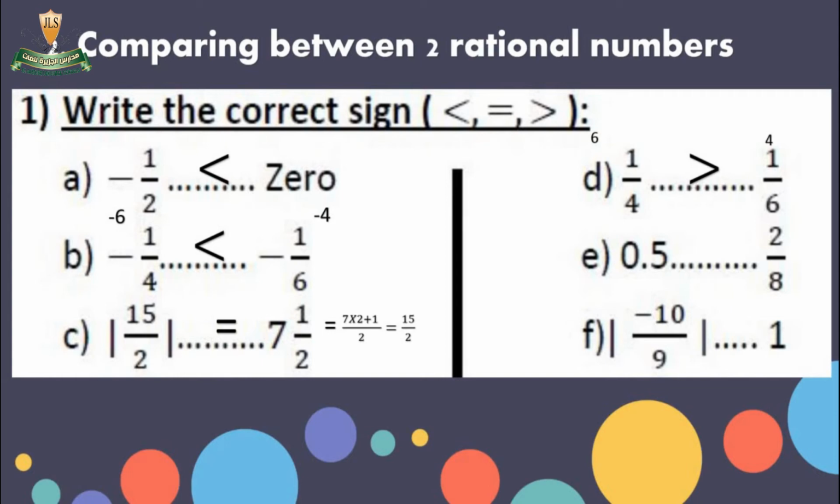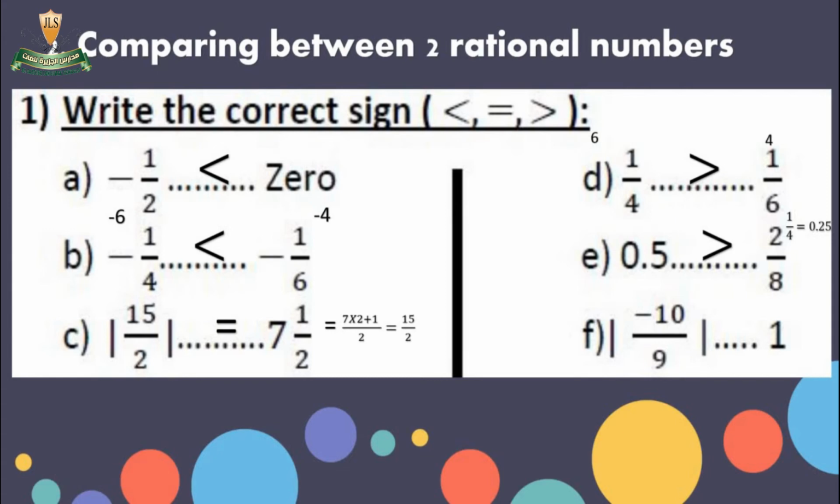0.5 and 2 over 8. I know that 2 over 8 can be simplified into 1 over 4. And 1 over 4, if I put it on the calculator, will give me 0.25. Which is greater, 0.5 or 0.25? Right, 0.5, so greater than.